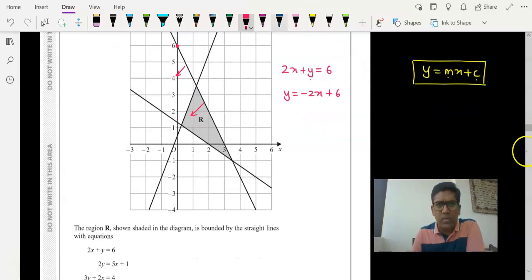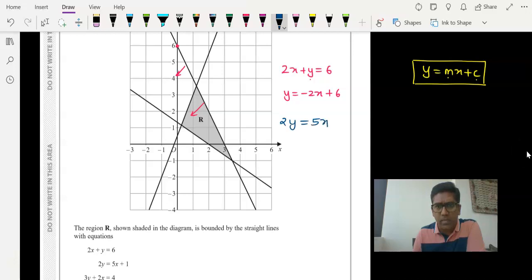2y equal to 5x plus 1. We want y alone, so divide throughout by 2. So divide each term by 2. So you get y equal to 5 upon 2 x plus half. So the y-intercept is half. So you look here, this line is meeting the y-axis at half. So the equation of this line is y equal to 5 by 2 x plus 1 by 2.